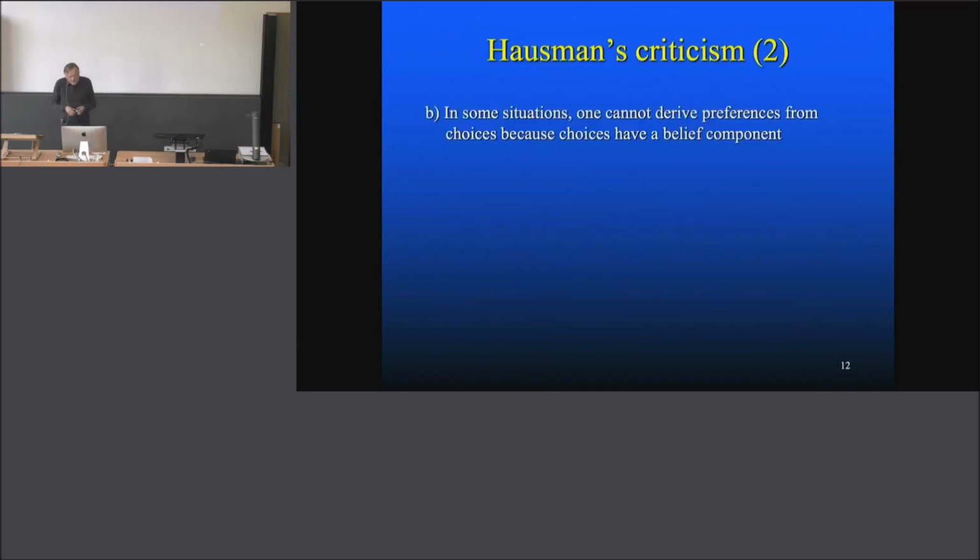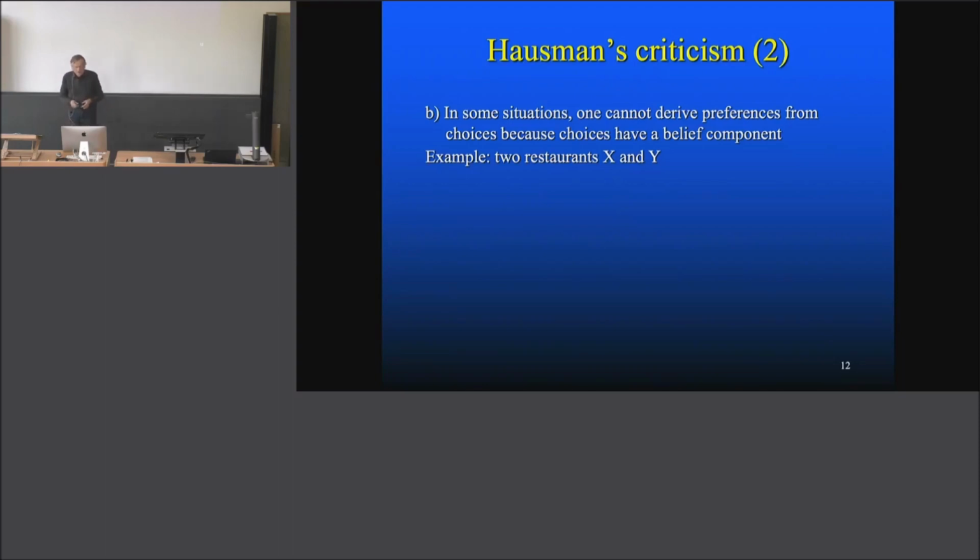And that second argument seems to me a really very strong argument. Whether it can be countered is a different question. But this is the argument: one cannot derive preferences from choices because choices have a belief component. So you don't see that this is an argument yet, and I'll give you an example. Okay. So the idea is, if you look at the choices, you cannot conclude what the preferences are. Why? Because there's an additional component in the choice that's not in the preferences, right?